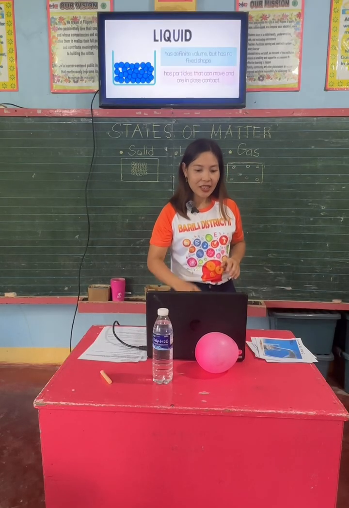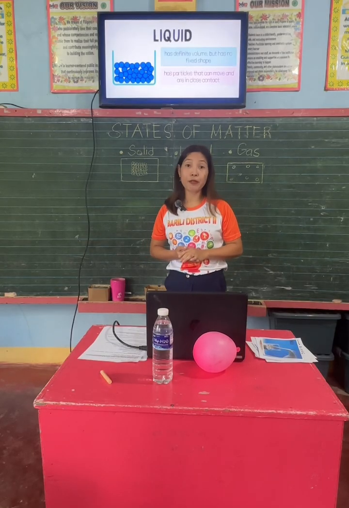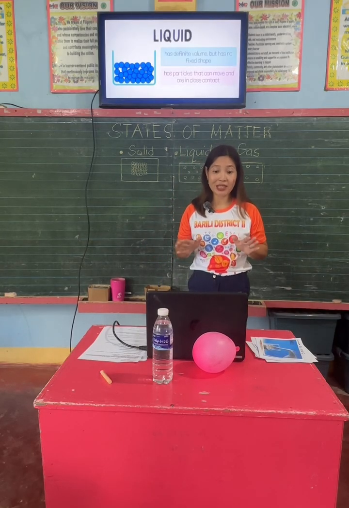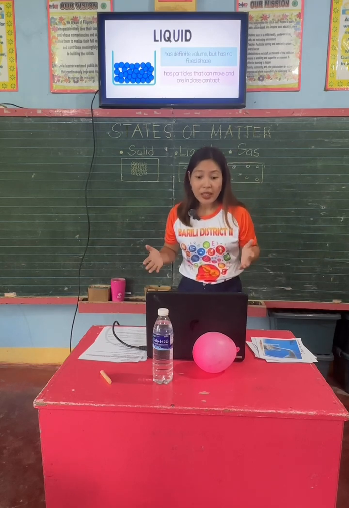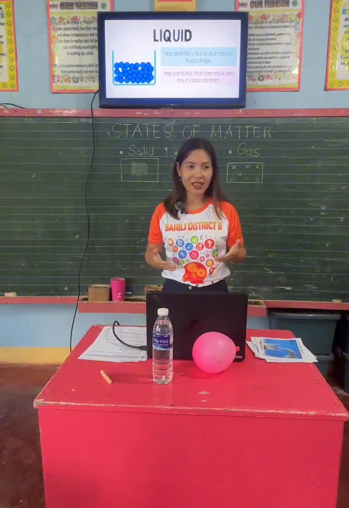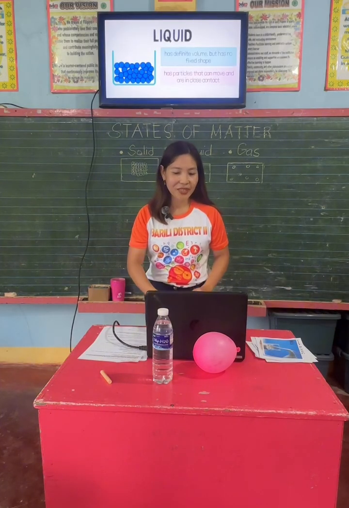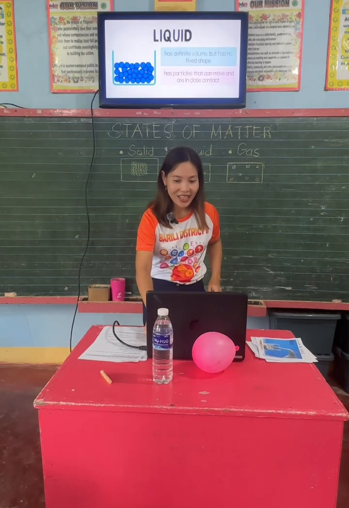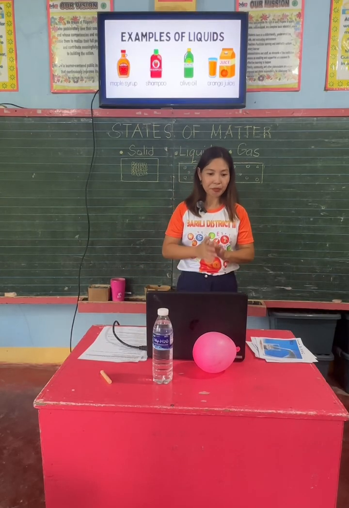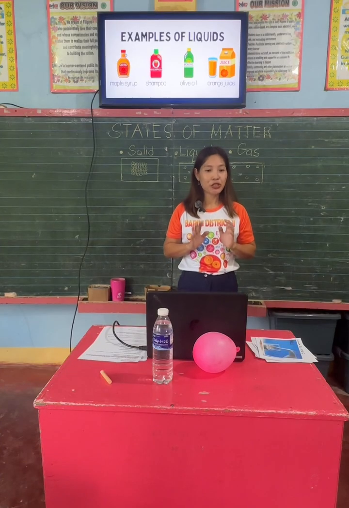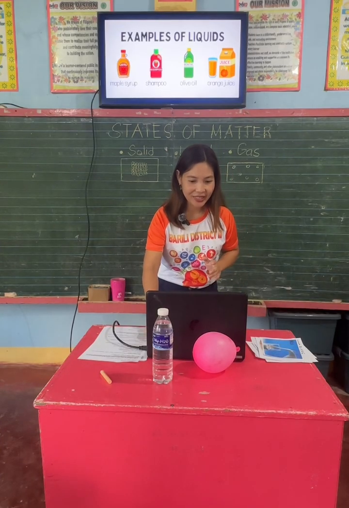Right? Now let's proceed to liquid. So liquid has a definite volume but has no fixed shape. It has particles that can move and are in close contact. So can you give me examples of liquids? All right, that's great. So these are examples of some liquids. We have the maple syrup, shampoo, olive oil, and orange juice.